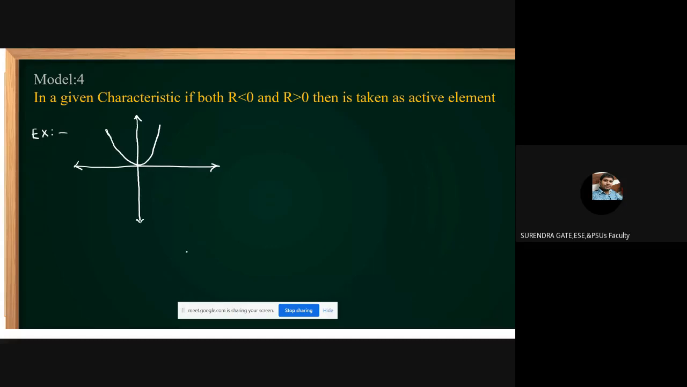Can you identify what is the type of element here? Active. Yes, their slope is positive. This is V, this is minus V, this is plus I, this is minus I, students. Their slope is positive here; here the slope is negative. This is R greater than 0. Both exist. If both exist, then it is taken as an active element.